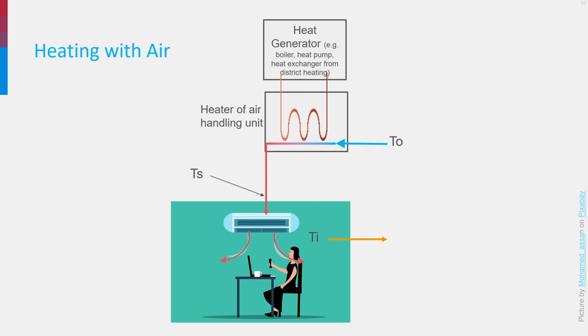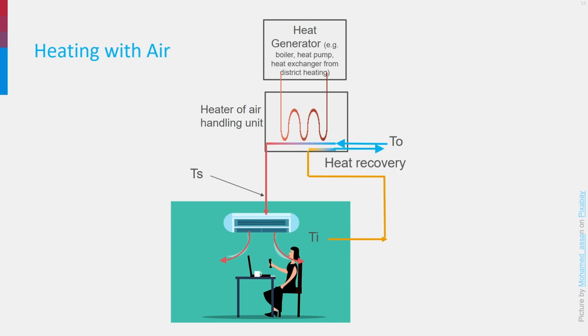Outdoor air at temperature TO is fed into the heater of an air handling unit. The heater itself gets its heat from a water heat exchanger connected to the generator, a boiler, heat pump or district heating. The outdoor air is heated to TS and then supplied to the room through a valve where it mixes with the room air. The same volume of air is then exhausted to outdoor, as you learned in another presentation about supply and exhaust ventilation. Of course, a heat recovery heat exchanger can be placed as well.